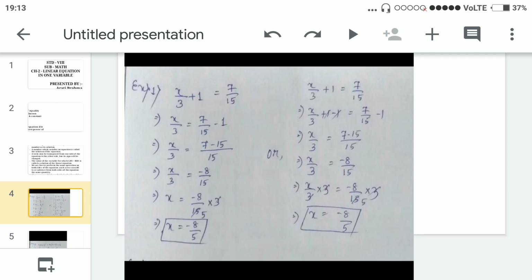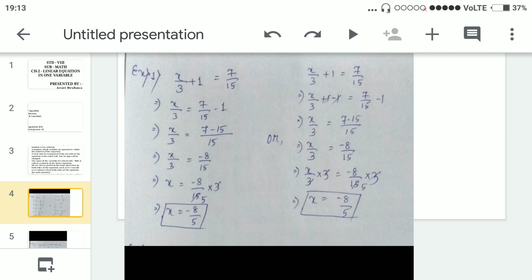And see, on the other side we can do it this way also, that x by 3 plus 1 equal to 7 by 15. We want to isolate the x part, so 1 is added here, so we can subtract 1 from the left hand side. And if you subtract 1 from the left hand side, the same operation you have to do with the right hand side, so it will be minus. So x by 3 equals 7 minus 15 by 15, and here 3 is dividing x, so to isolate x, you can multiply with 3 and we'll get the answer as x equal to minus 8 by 5.